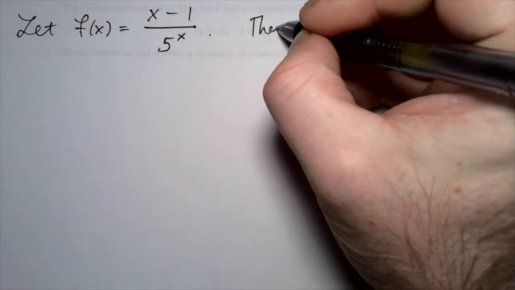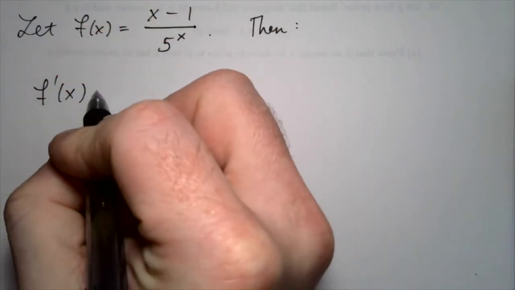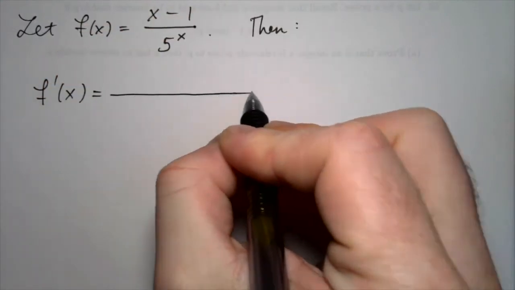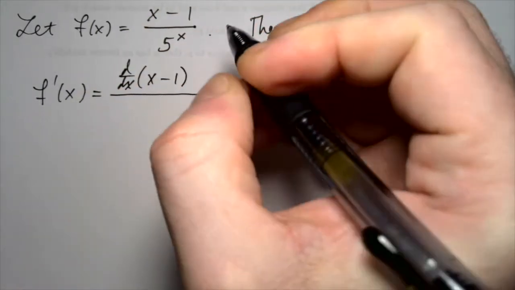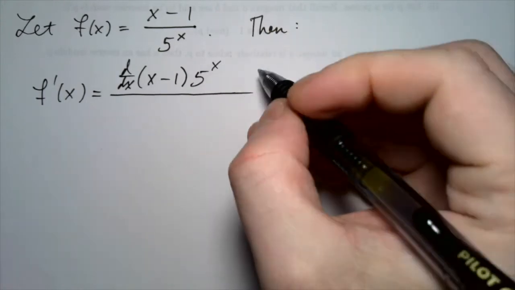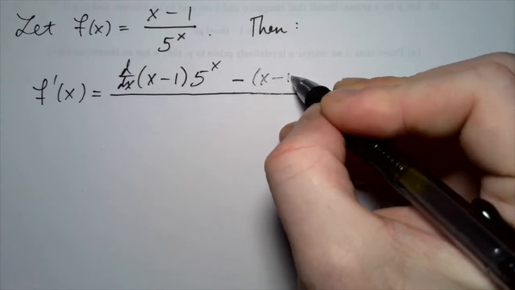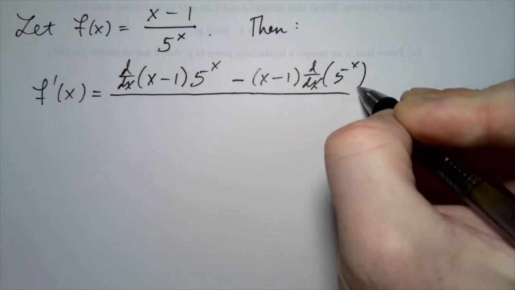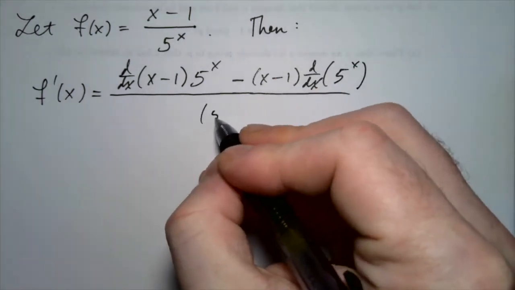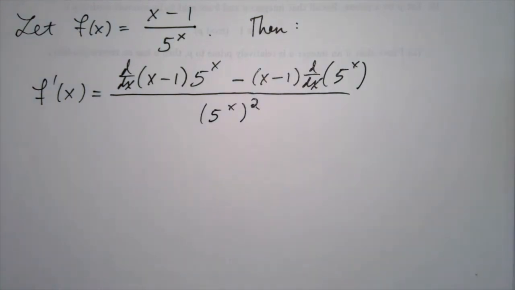So then when we take the derivative of this function using the quotient rule, let me write out all the steps for you. We'll be taking the derivative of the top, that's the derivative of x minus 1, times the bottom, 5 to the x, minus the top, that's x minus 1, times the derivative of 5 to the x. And now in the denominator, we have to square that entire function. So we'll be taking 5 to the x squared.